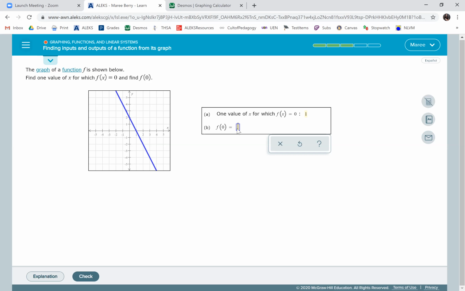Then we want f of 0. That just means when x is 0. So we come over, here's x, come to 0, and then we have to go up or down. So we go up to 2. So f of 0 is 2. That's when x is 0, y is 2. And that's the end of the lesson.